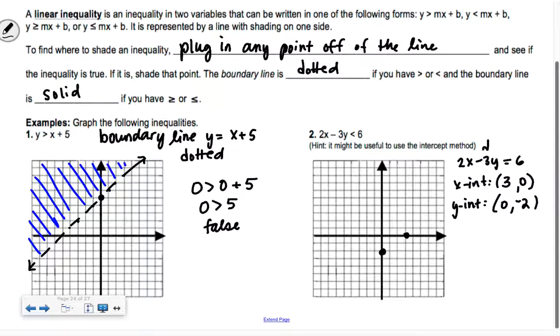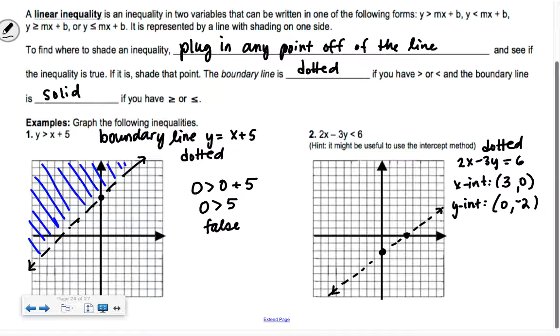Our line is going to be a dotted line because we didn't have an equal. Equal means fill in the line. So we're going to do a nice dotted line. Now I have to decide if it's above or below. I can't just look at it and say, oh, it says less than, it's going to be below, because it's not solved for y. So this is the case.